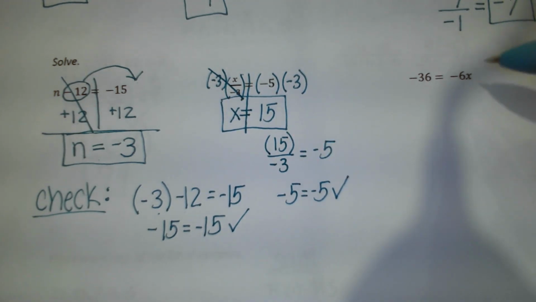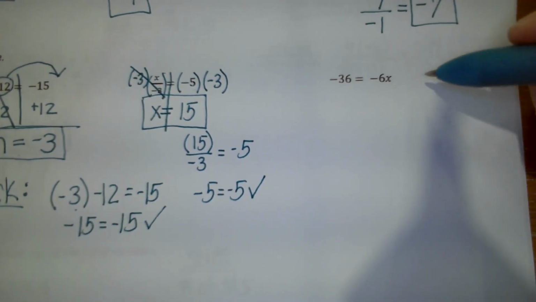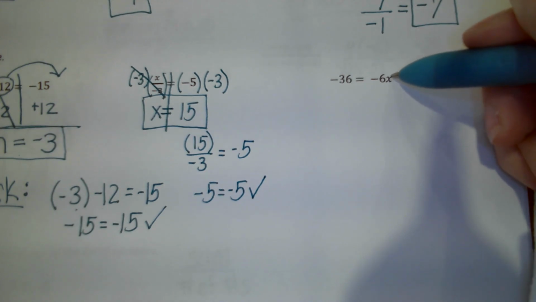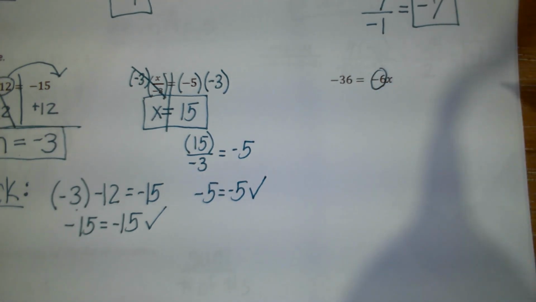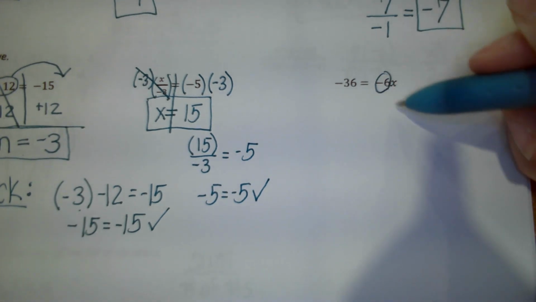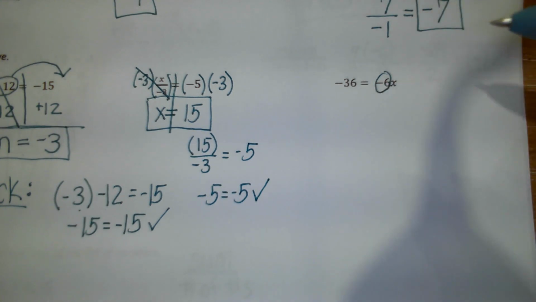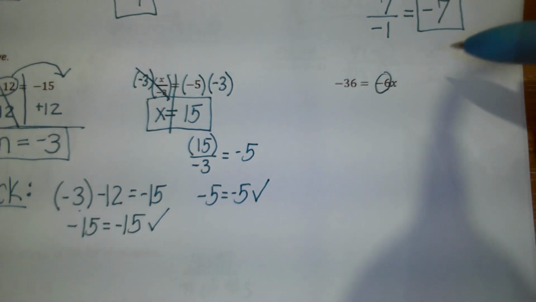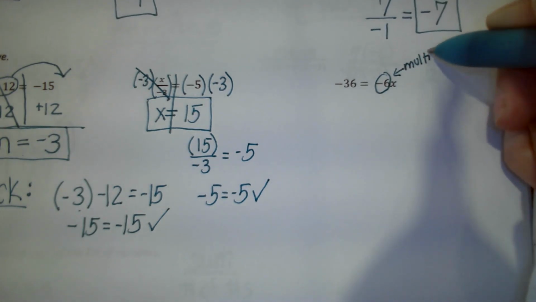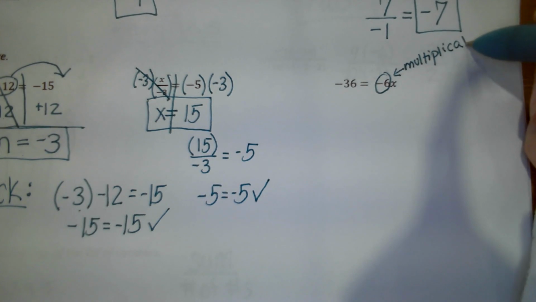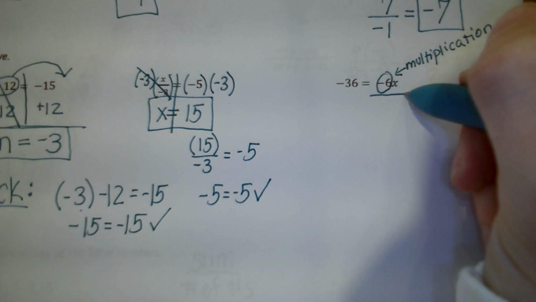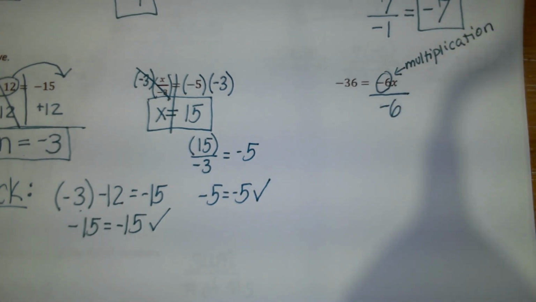Now the last example we're going to do is -36 equals -6x. So we want to get the x alone. That means we have to move the -6. Now, the mistake a lot of students will make is they'll see the negative sign and think they need to add 6 to both sides. Do not add. The operation happening here is multiplication. So the inverse needs to be division. So we need to divide by -6.